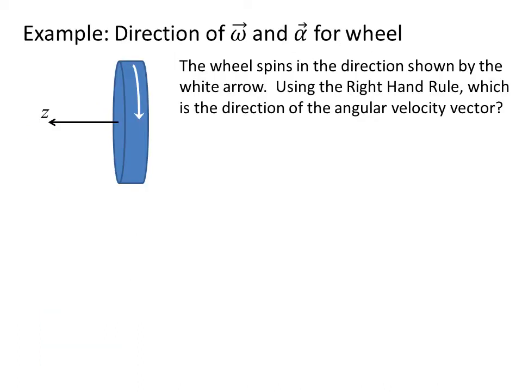Let's look at an example of the direction of omega and alpha for a wheel. The wheel spins in the direction shown by the white arrow. Using the right-hand rule, which is the direction of the angular velocity vector? Is it A, plus z, or B, minus z? Well, if you curl your fingers using your right hand in the direction of the white arrow, you'll find that your thumb points in the minus z direction.